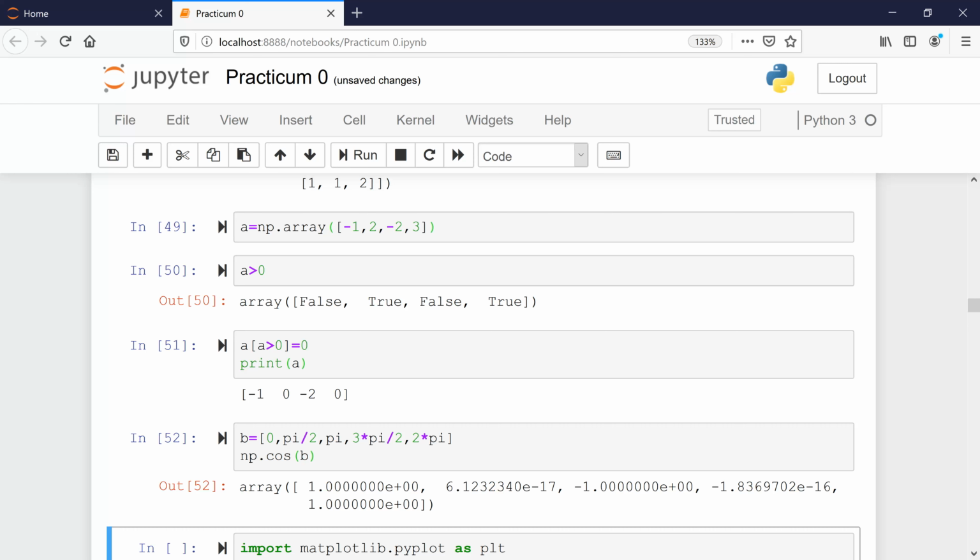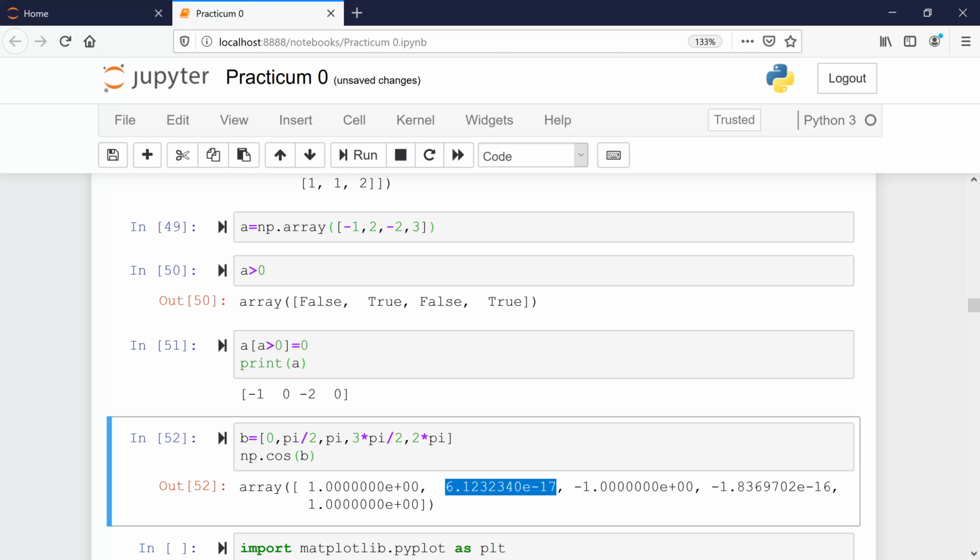suppose that we have the vector 0, pi over 2, pi, 3 pi over 2, 2 pi. What is the cosine of this vector? It is the cosine of each component. So the 1 is the cosine of 0. This very small number is something around 0, because it's the cosine of pi over 2, and so on. Then we get -1 because cosine of pi, and so on. Of course, we don't get exactly 0 because these are approximations. But it's a very, very small number.